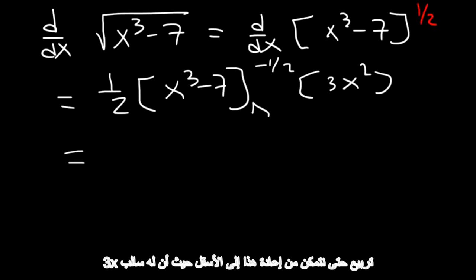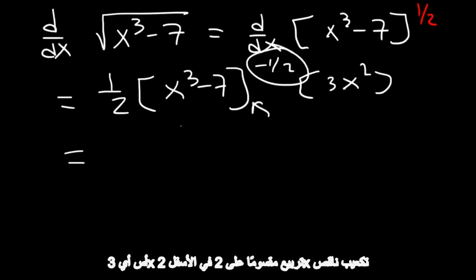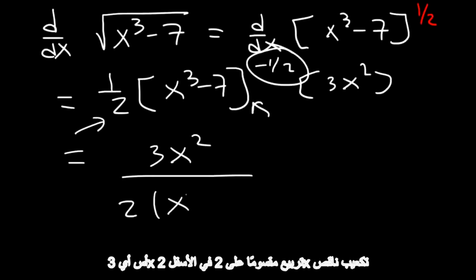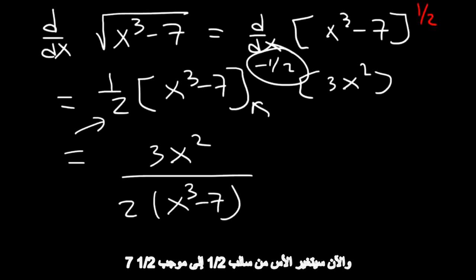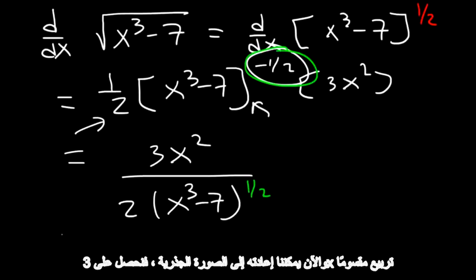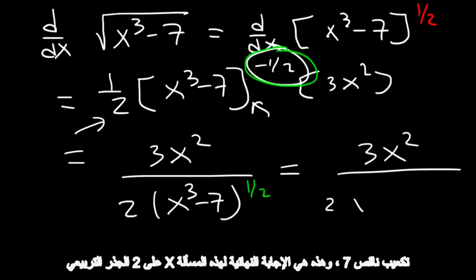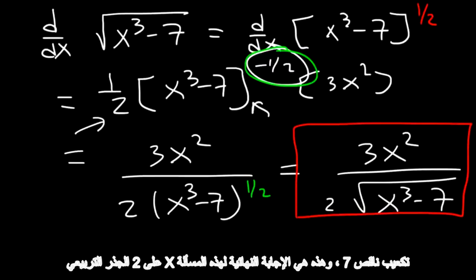So we could bring this back to the bottom since it has a negative exponent. So it's 3x squared divided by, we have a 2 on the bottom, 2x cubed minus 7, and now the exponent is going to change from negative 1/2 to positive 1/2. And now we could put it back in its radical form. So it's 3x squared divided by 2 square root x cubed minus 7. And so that's the final answer for this problem.